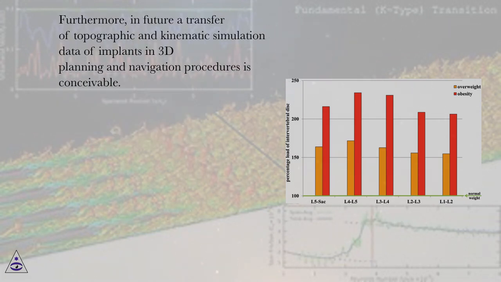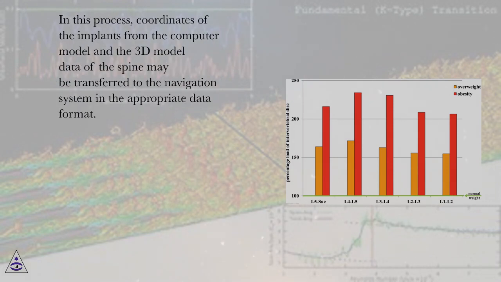Furthermore, in future a transfer of topographic and kinematic simulation data of implants in 3D planning and navigation procedures is conceivable. In this process, coordinates of the implants from the computer model and the 3D model data of the spine may be transferred to the navigation system in the appropriate data format.